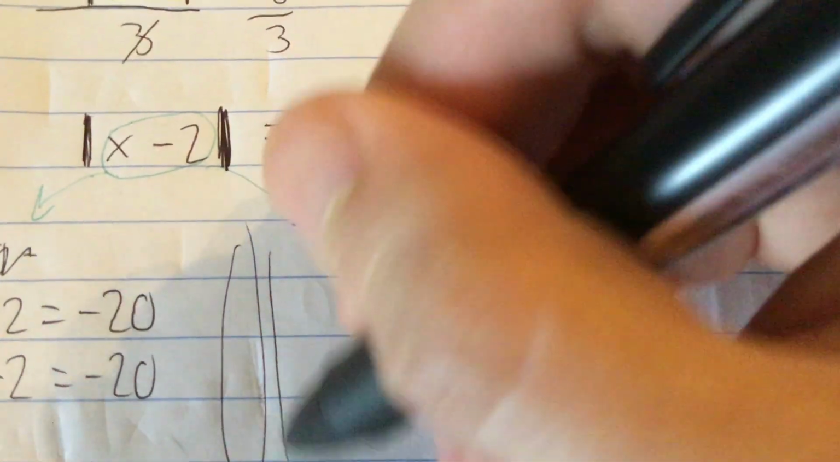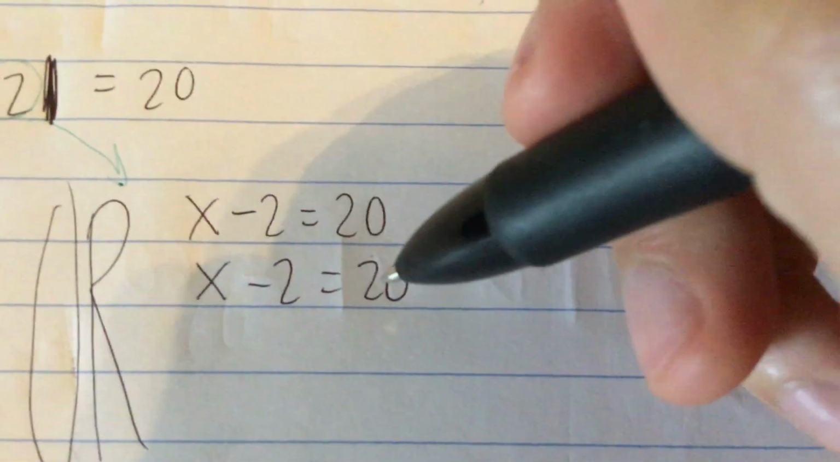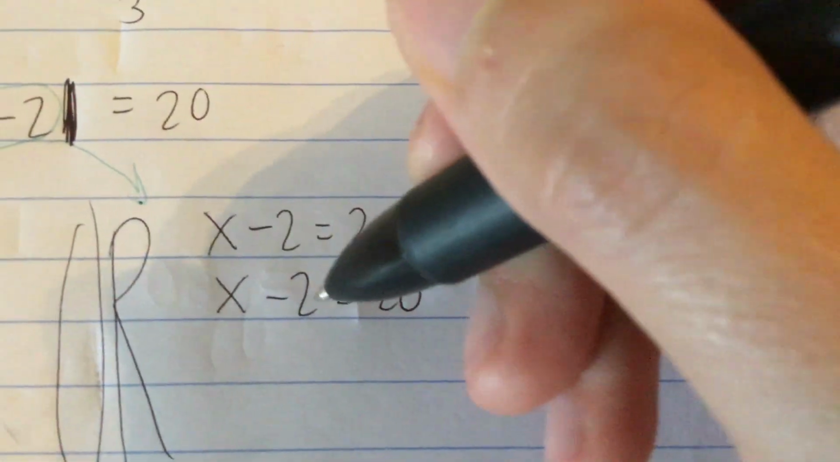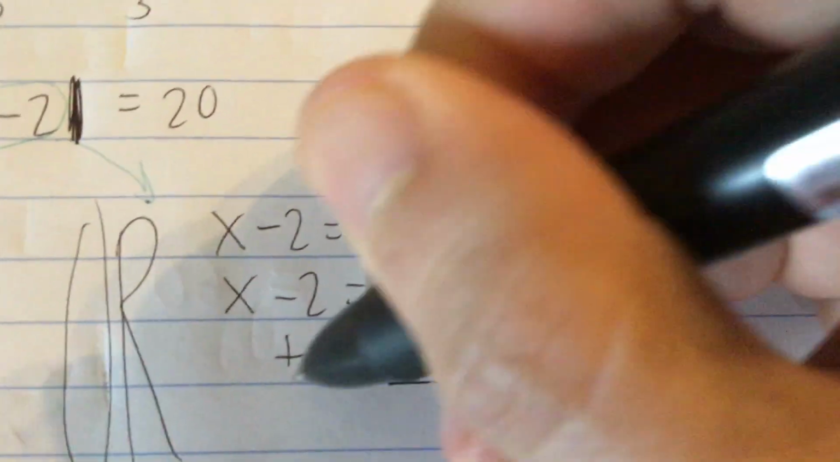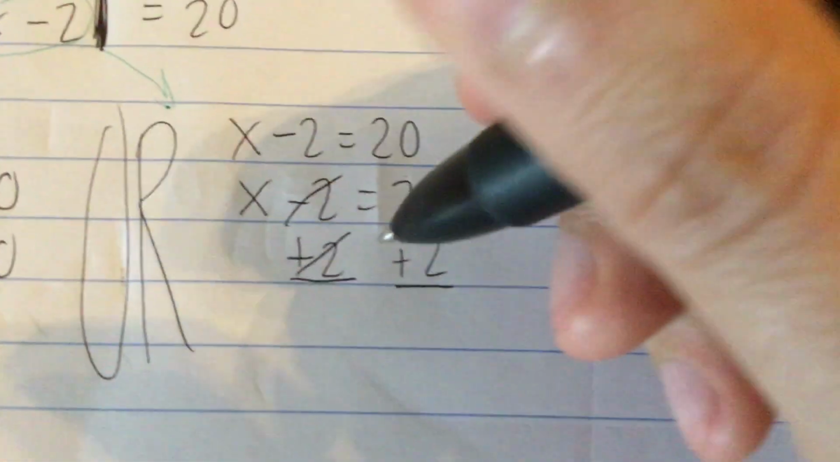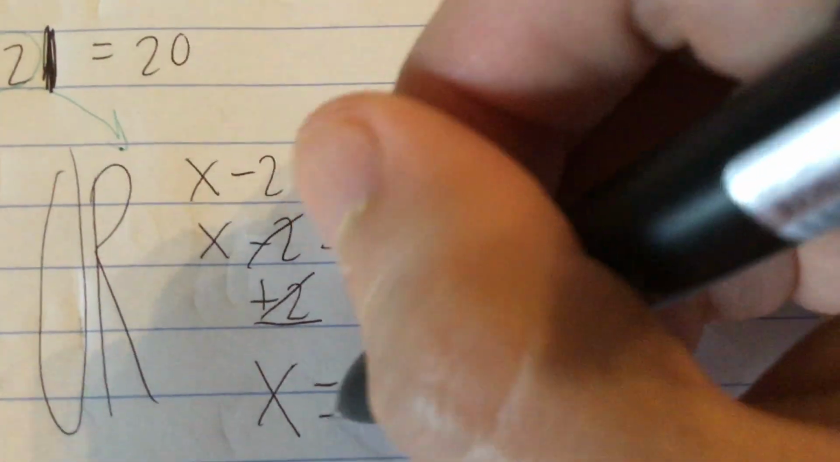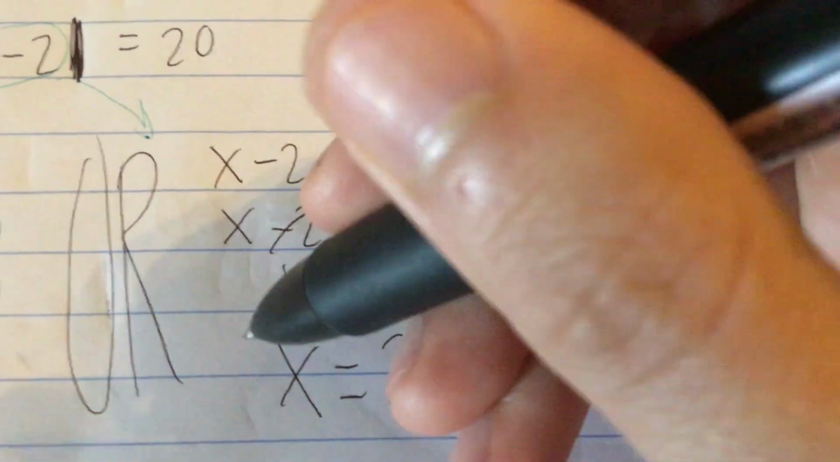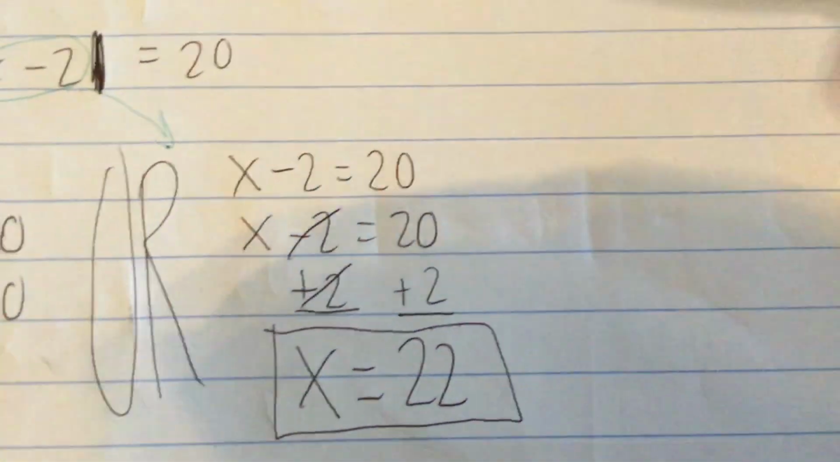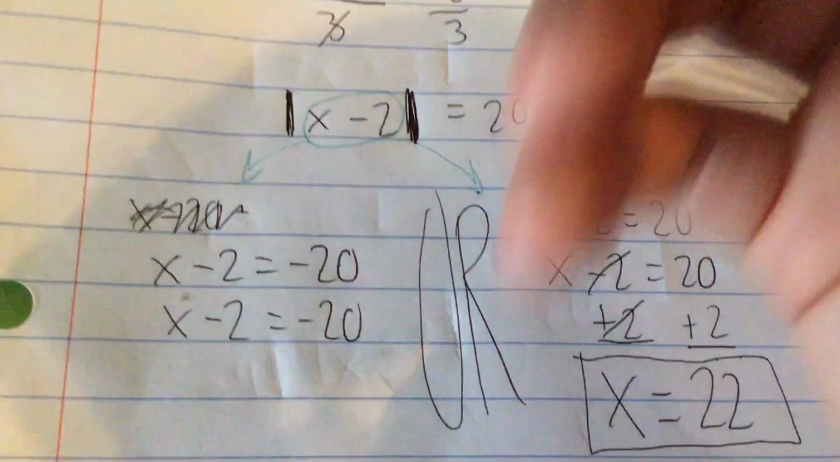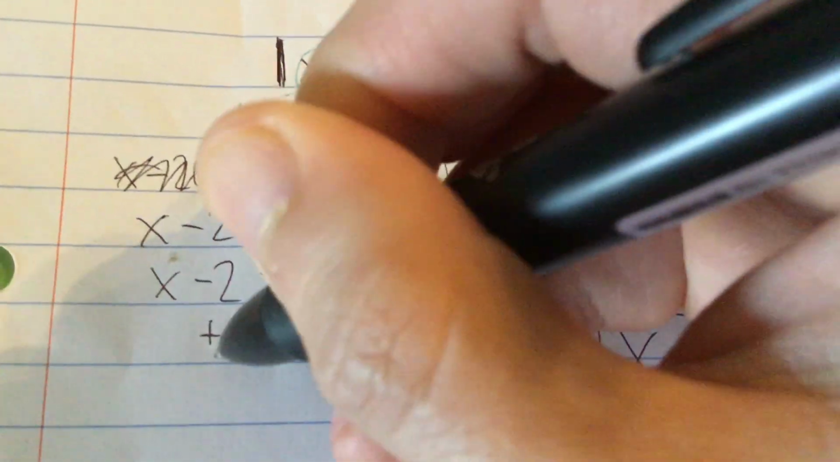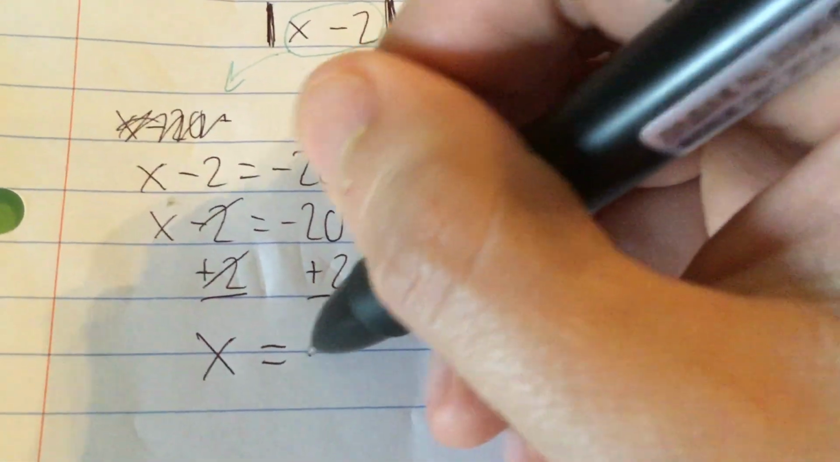So let's solve for the right equation first. I'm going to undo the layer of x by adding 2 on both sides. That cancels out, leaving me with x is equal to positive 22. But that's not the only solution. I'm going to go to the backwards equation, and I'm still going to add 2 on both sides. And that leaves me with x is equal to negative 18.